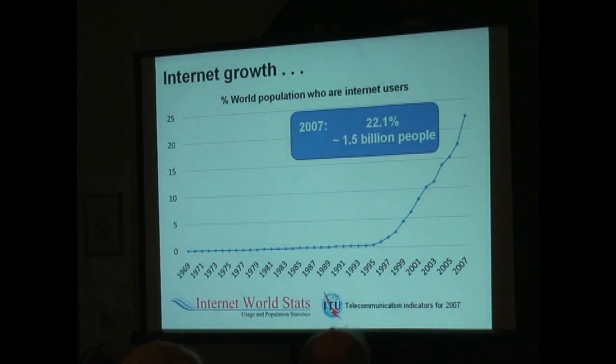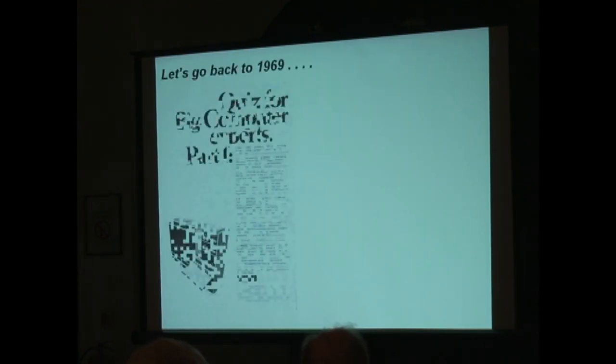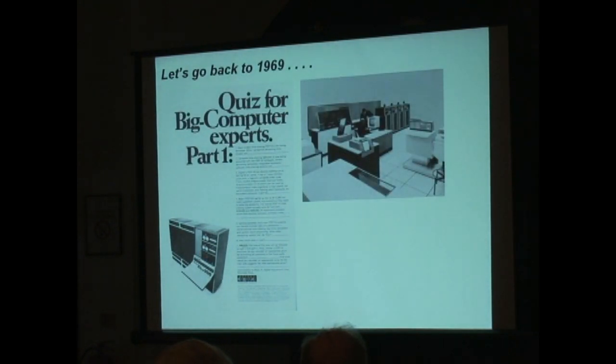At the end of 2007, the latest figures, since we haven't yet downloaded all the data for 2008, showed that 22.1% of the world's population, 1.5 billion people, were internet users. So let's go back to 1969 and remind ourselves what we were looking at then.